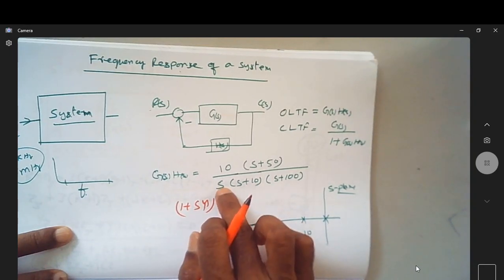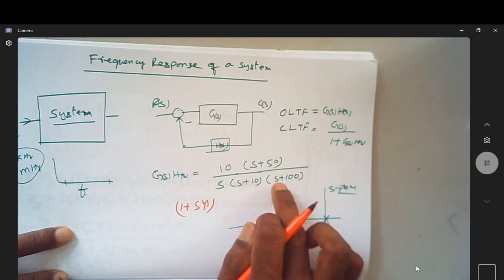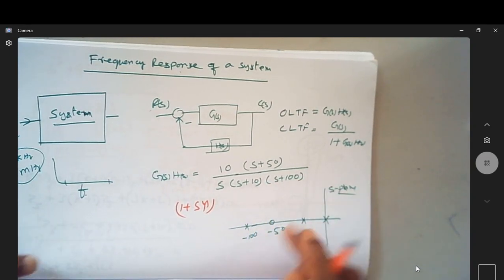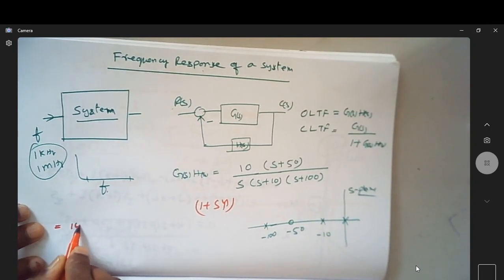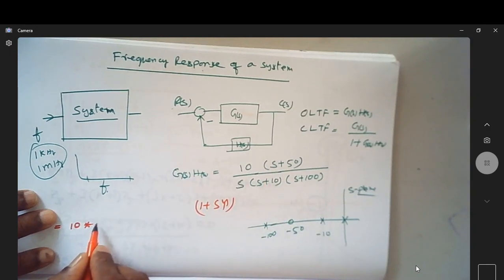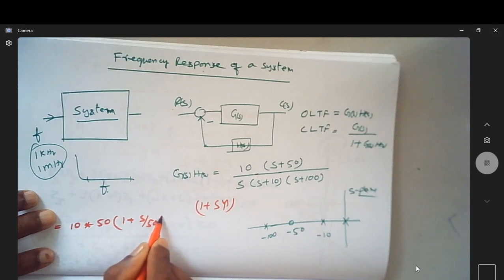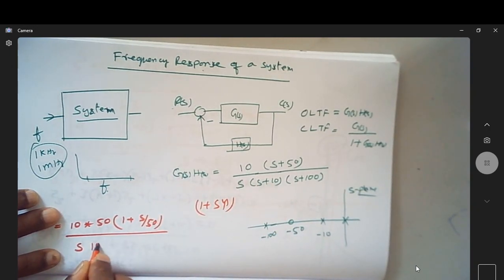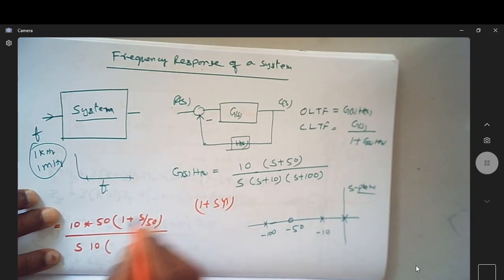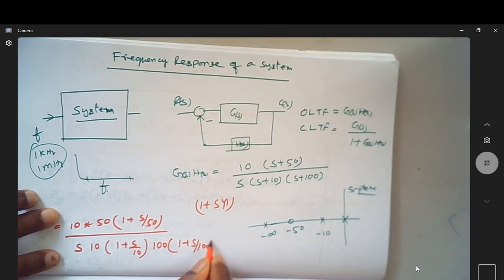Okay, now you take out 10 here, this will become 1 plus s by 10. So when you take out 100 here, this will become 1 plus s by 100. So now this transfer function becomes, it is now 10 into 50, you take it outside, so then is it not 1 plus s by 50, and then you have s as it is. Let me take out 10 outside, and then is it not 1 plus s by 10? I'll take 100 outside, is it not 1 plus s by 100?